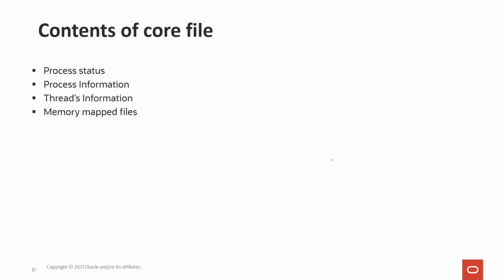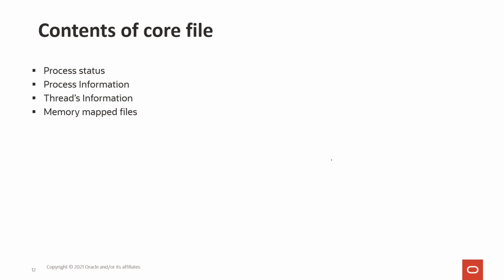Like what was the stack? A thread has its own stack, right? Stack memory. So what is the information of that stack? How many frames were allocated in the stack? And what are all the contents of each frame? Each and every minor detail will be captured in the core file.